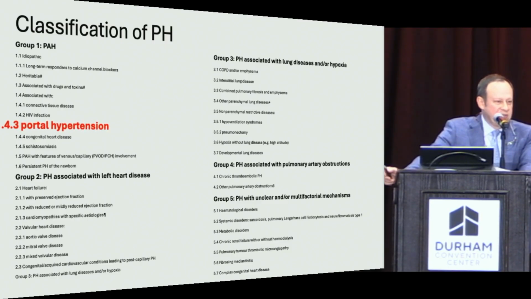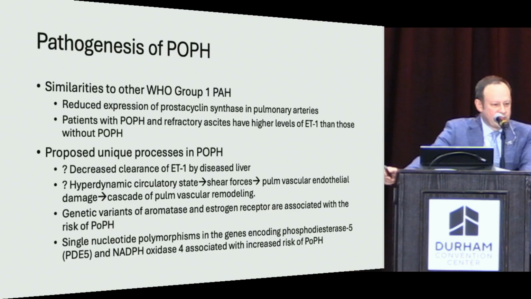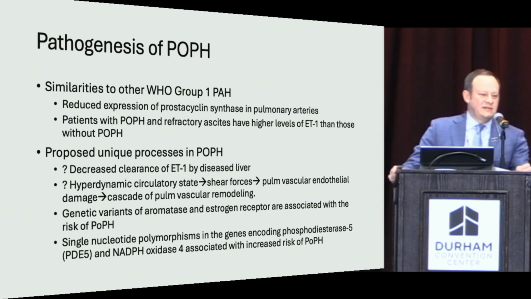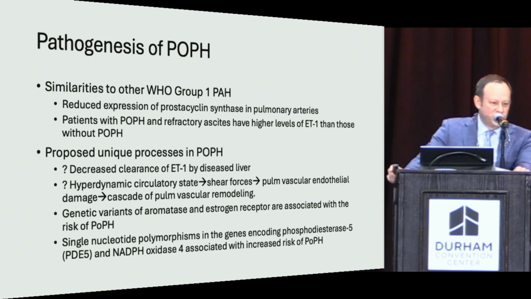So within the classification of pulmonary hypertension, portopulmonary hypertension falls under group 1. We think of it as being somewhat histopathologically similar to other group 1 diagnoses. And the hemodynamic criteria are the same to define it. What is thought to be similar to other group 1 PAH etiologies includes identification of reduced expression of prostacyclin synthase in the pulmonary arteries.